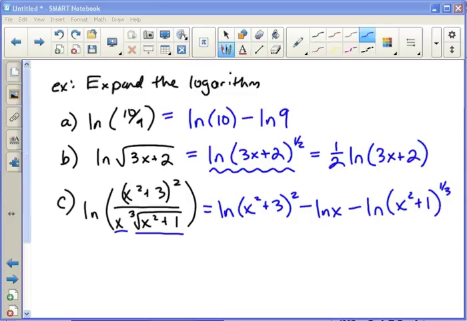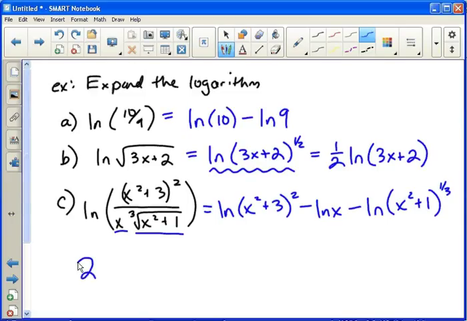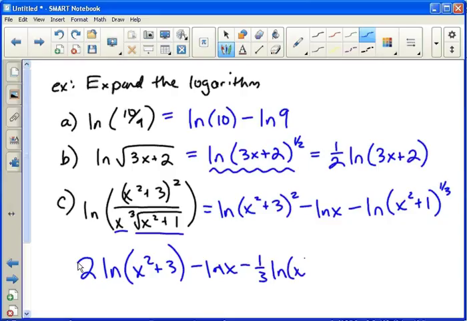So now we're going to apply that fifth property, so we bring all the exponents down as coefficients. So we get 2 times the natural log of x squared plus 3, minus the natural log of x, minus 1/3 natural log of x squared plus 1. And that is complete. That is completely expanded for our logarithm.